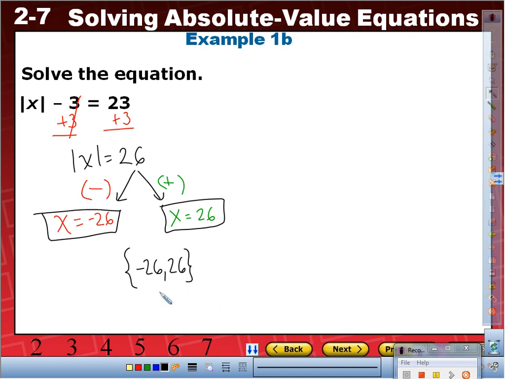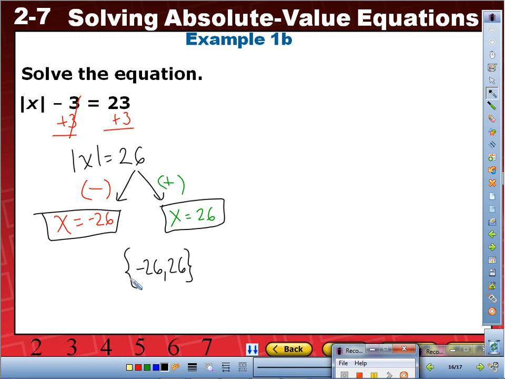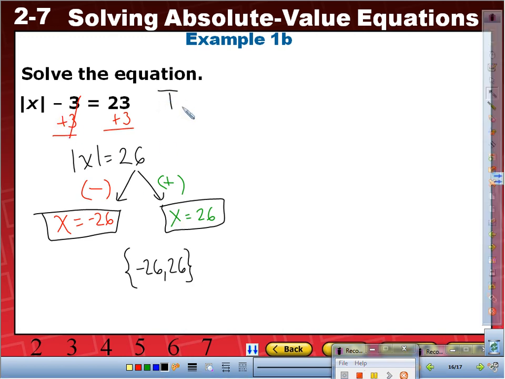Okay? Tell your neighbor, what does the solution set mean? So the solution set, what it means is that if I substitute these values into the original equation, it makes the equation true. That's what it means. When we have a solution set, we substitute those values into the equation and it makes the equation true.